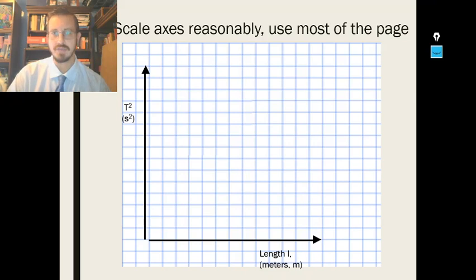Scale your axes reasonably. Use most of the page. Okay, so you want to use most of the entire page with just adequate space in the margins so that you can label your axes. But then really, well more than half the page should be your actual data that's graphed. So then you go and you start plotting your points there. You should have 7 data points, and you'll find that they should fall into a trend.